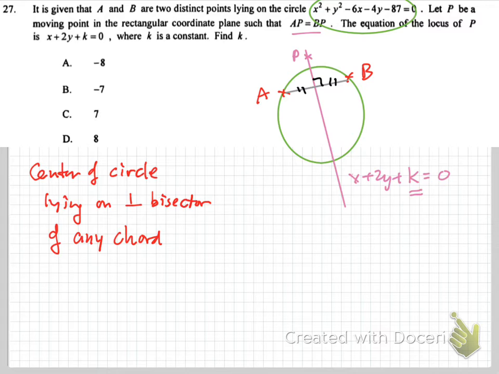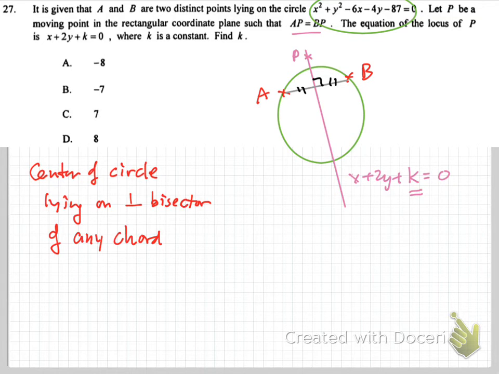If you take two points A and B and join them together, we call this a chord of the circle. The perpendicular bisector of a chord will always go through the center. That means the center is lying on this pink line.